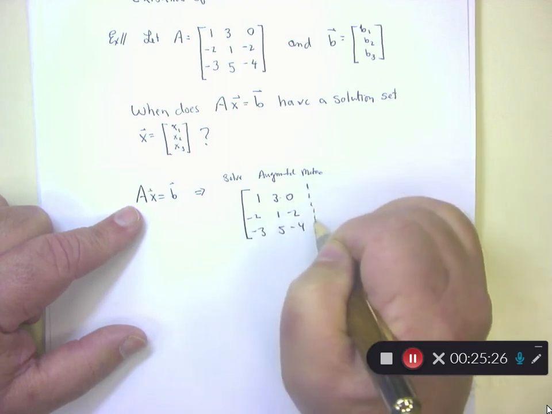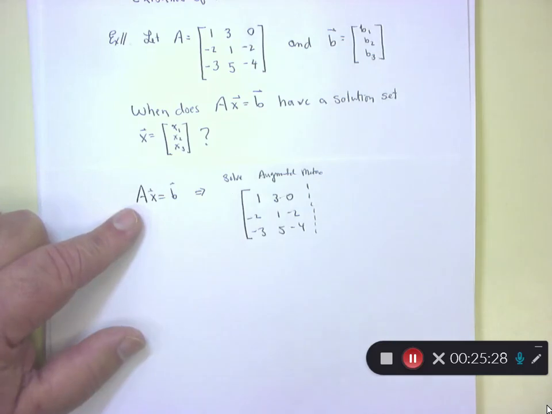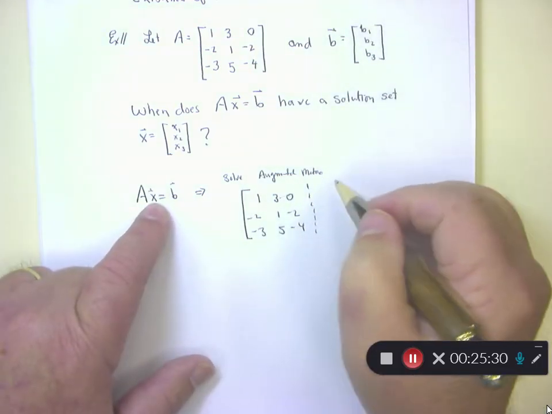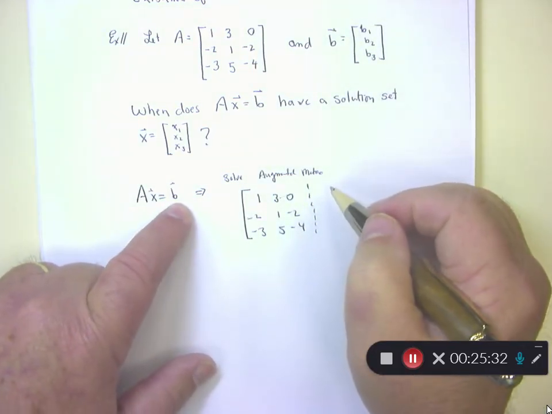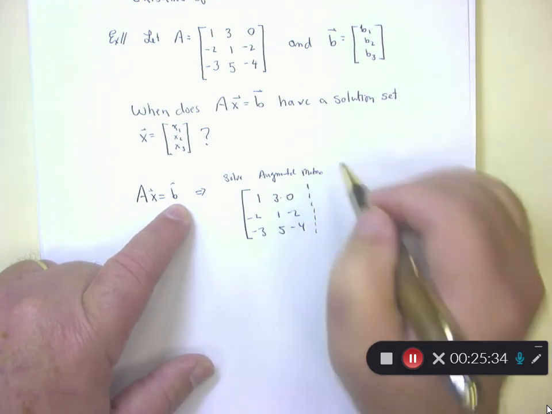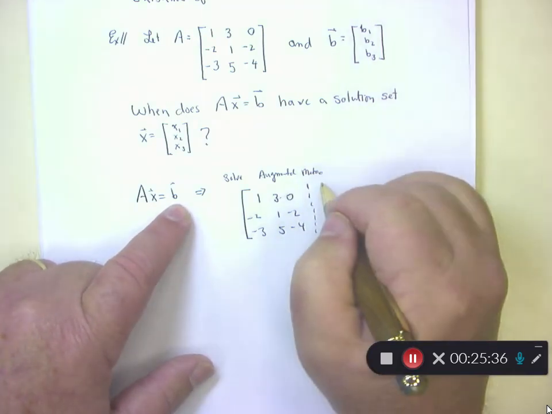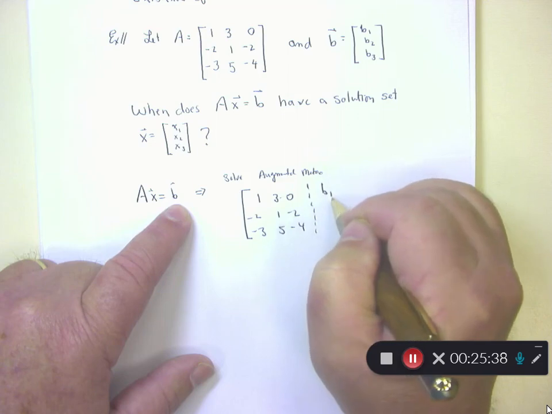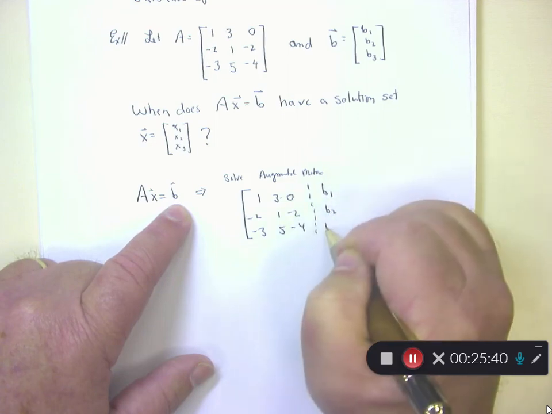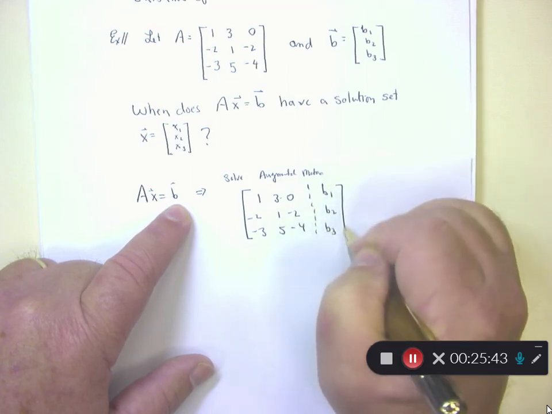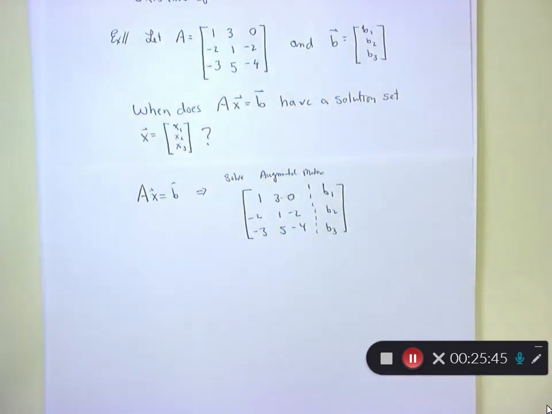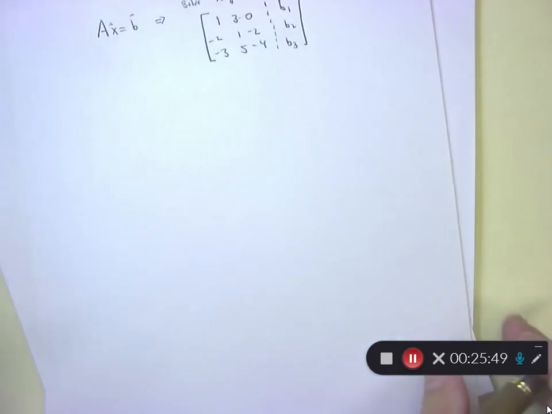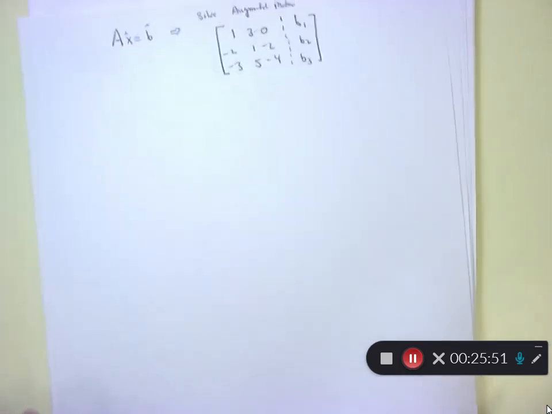But what are you going to augment it with? Not x. X is what you want to solve for. You augment it with what it's equal to, which is the b. But I gave you something weird here. I didn't give you numbers this time. I gave you letters: B1, B2, and B3. Okay? And we want to solve for this elusive x1, x2, x3, if we can.